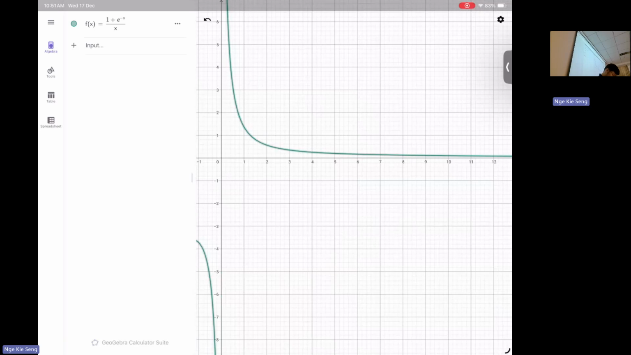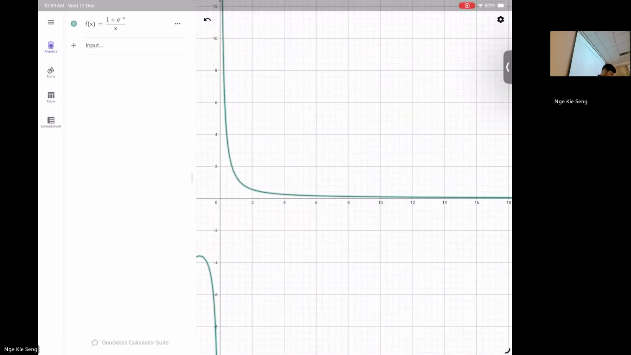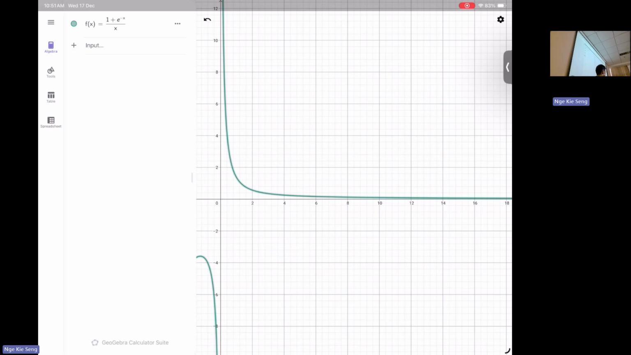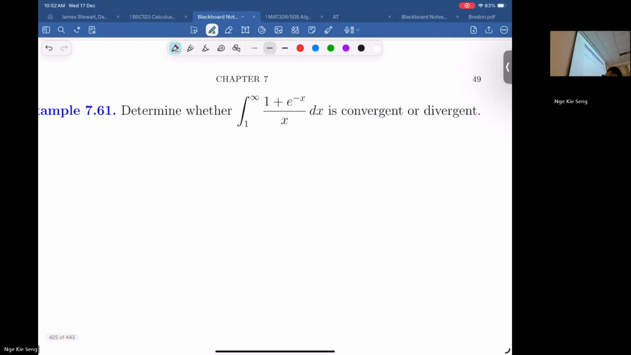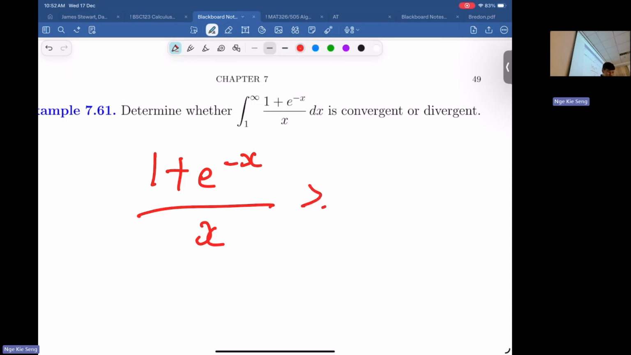So what can you see? You can't really see anything, because this function is decreasing as well when x is between 1 and infinity. So you are not quite sure whether it converges or diverges. In that case, maybe I should give you a hint. Can you see that 1 plus e to the minus x over x is actually greater than or equal to 1 over x, strictly greater than 1 over x? Is this easy to see? Because e to the minus x is always positive, so it is 1 plus some positive number.